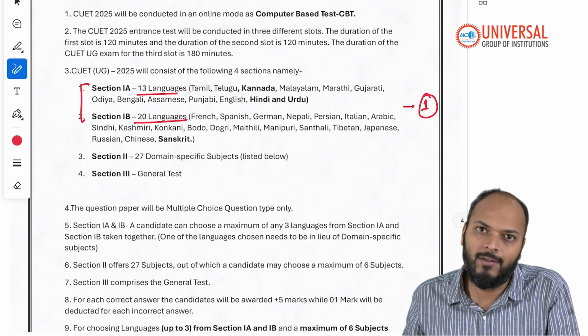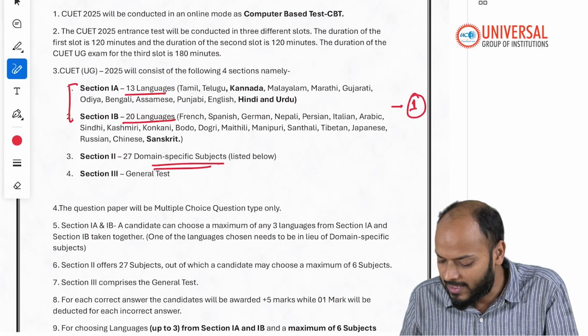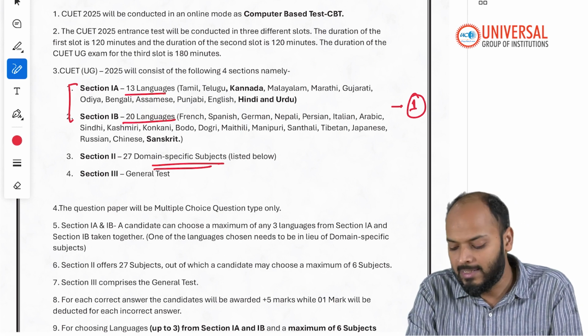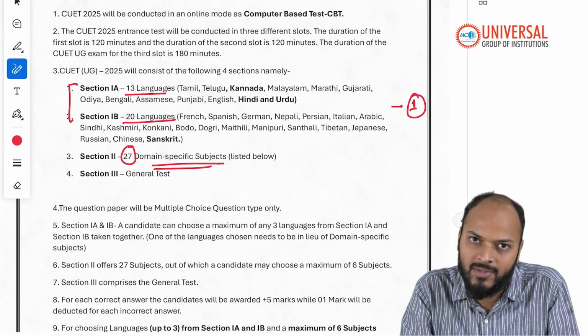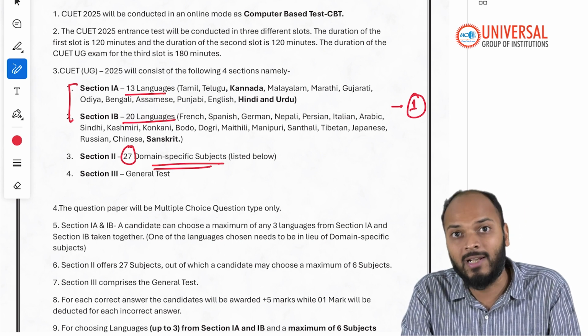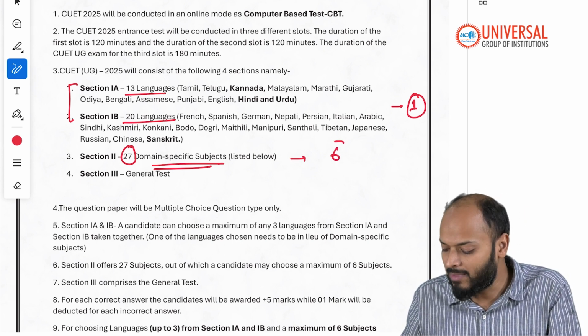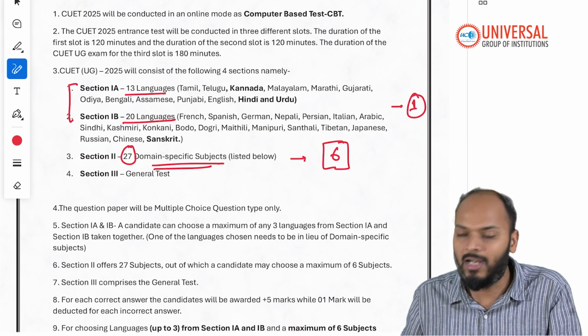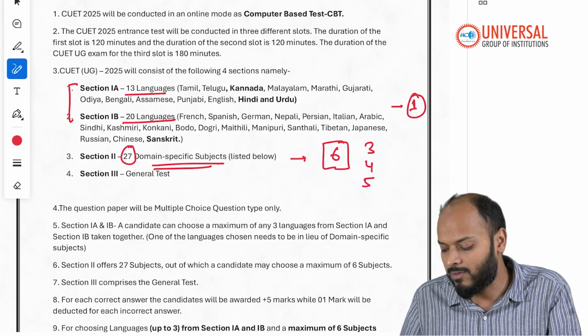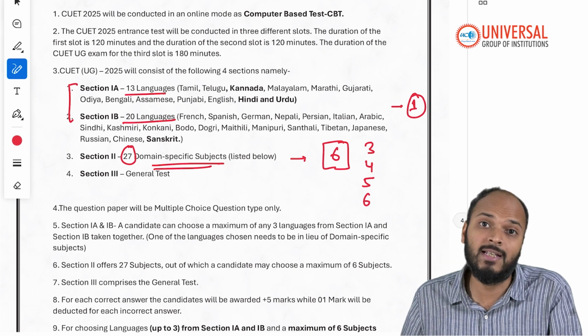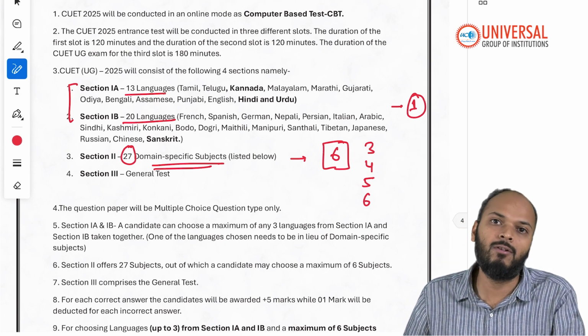Then the second kind of test is domain specific subject. So in section 2, you have been given 27 domain specific subjects. You can choose the subject of your liking, and the maximum number of subjects you can choose in domain subject is 6. So you can choose 3 also, you can choose 4 also, you can choose 5 as well, you can choose 6 as well, but maximum 6, not beyond 6.